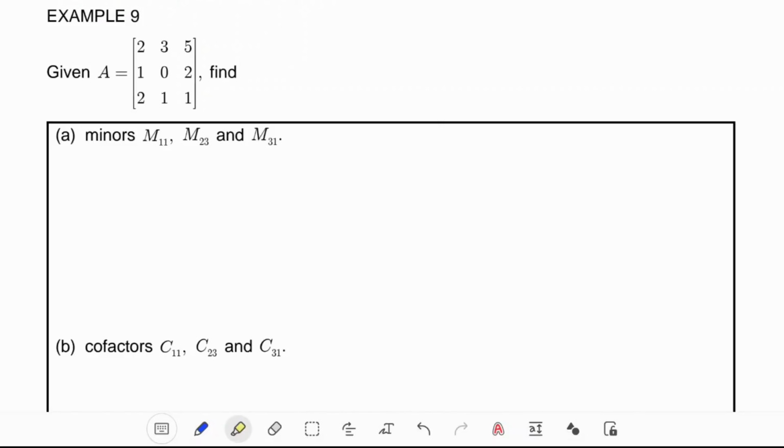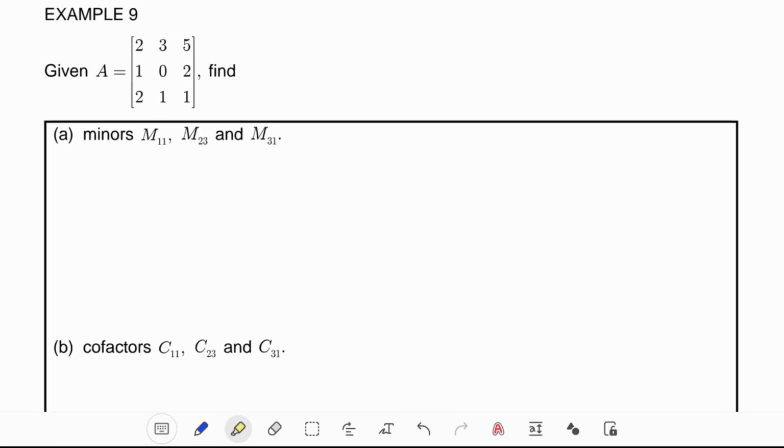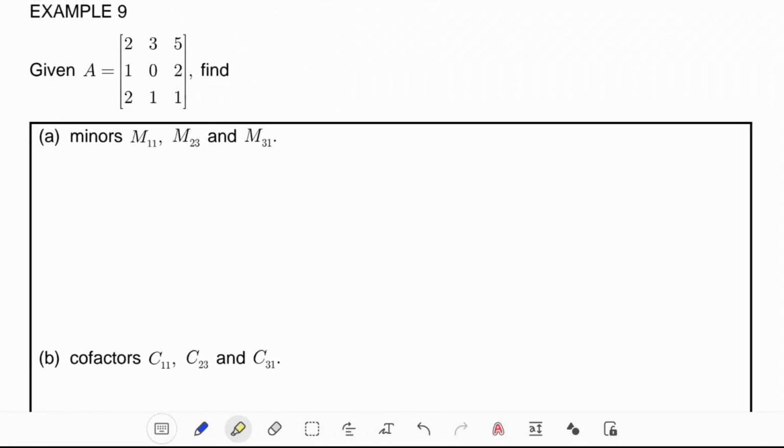So we're going to start with Example 9. You are given the matrix A, whose elements are 2, 3, 5, 1, 0, 2, 2, 1, 1. Find the minor of 1, 1. So the minor 1, 1 is basically the determinant of the 2 by 2 matrix after deleting its row and its column.